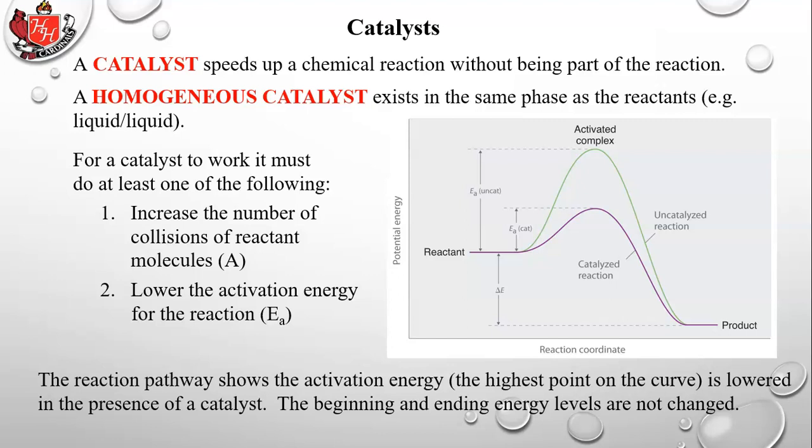Since the energy it takes to make that reaction happen is lower for the purple line, for the catalyzed reaction, the reaction will happen faster. It doesn't change the beginning or ending energy of the reactants and the products. It just makes the reaction go faster. So the reaction pathway shows the activation energy, the highest point on the curve, is lowered in the presence of a catalyst. The beginning and ending energy levels are not changed.